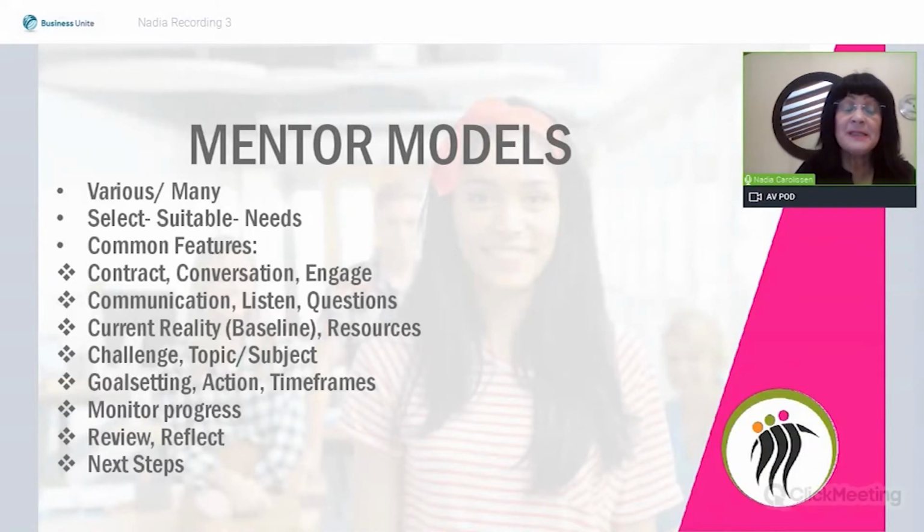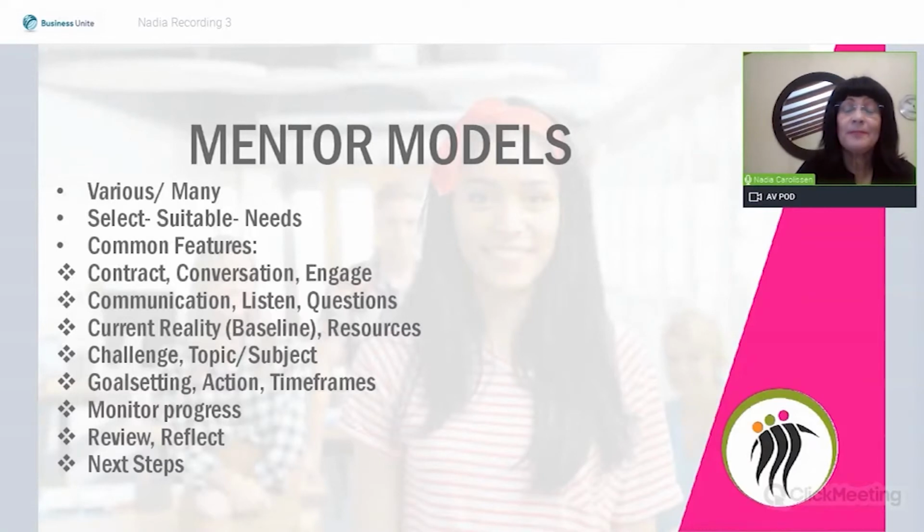Also, the resources available. It's senseless formulating goals if you don't have access to certain resources needed, or they are simply not available. So that is also a crucial one. We can look at the challenge that to a certain extent forms the basis of the mentoring relationship also. The reason why mentor and mentee get together. The challenge, possibly you can look at the topic, the subject area.